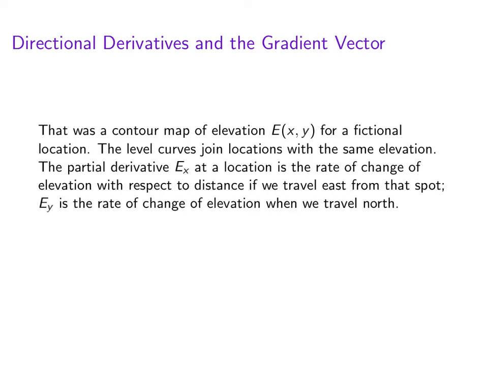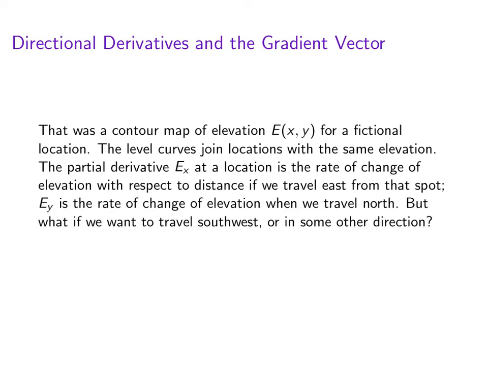E sub y is the rate of change of elevation when we travel north. So east and north, because that's the positive x and the positive y axis if we superimpose a coordinate system on this map. What if we want to travel southwest or some other direction? There still could be some rate of change associated with that kind of movement.